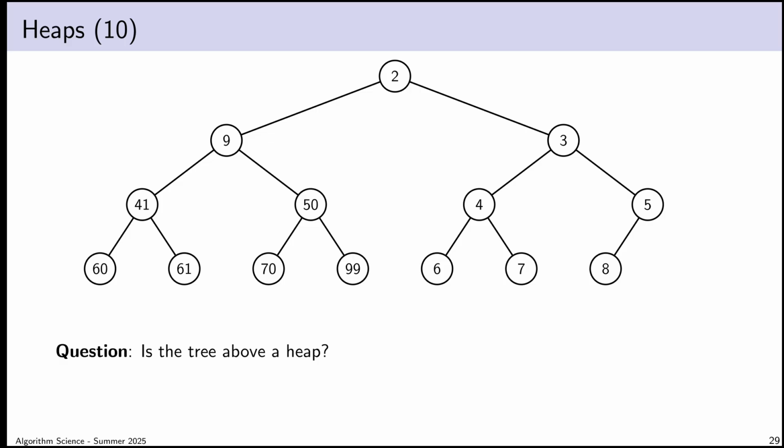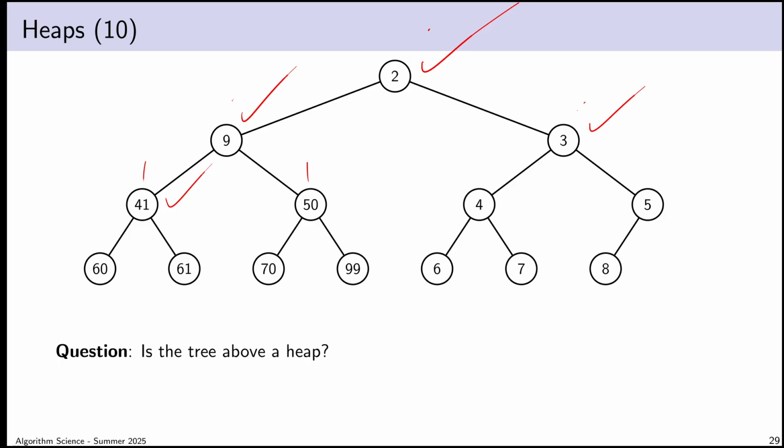Well, at a glance, it does look like the shape property is satisfied. Okay, so that's one step done. And then I think, well, I guess we're in for an example here where the heap property isn't satisfied. So let's go look and make sure the heap property is satisfied at all nodes. It looks like for 2, okay, 2 is less than 9, 2 is less than 3, so the heap property is satisfied at 2. 9 is less than both 41 and 50, so the heap property is satisfied for 9. 3 is less than 4 and 5.